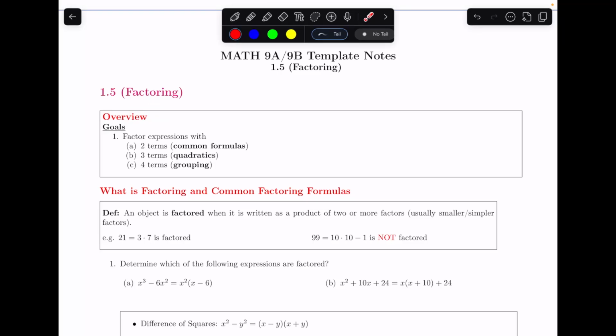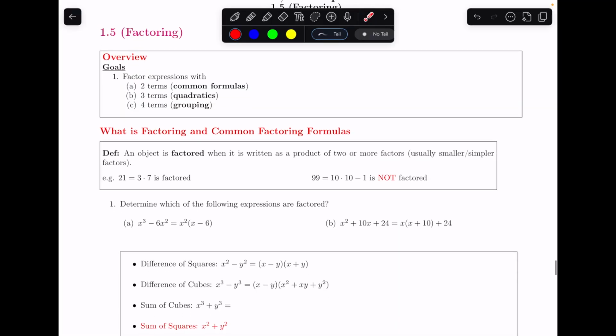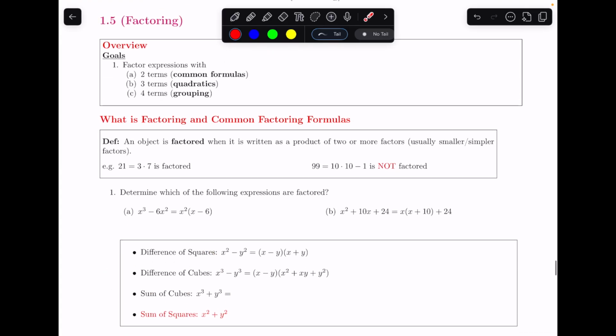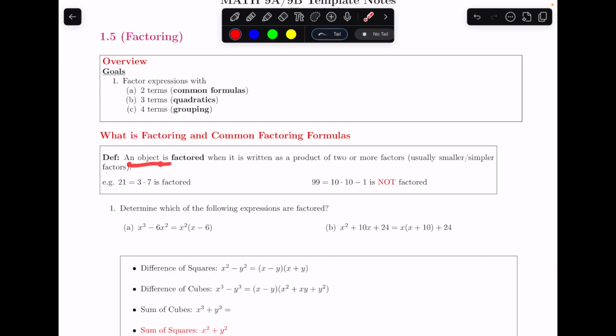In this video, we are starting our section on factoring, and our goals are to factor expressions that have 2 terms, 3 terms, and 4 or more terms. So in this video, we are going to talk about what factoring is, some common factoring formulas, and how we factor 2-term expressions.